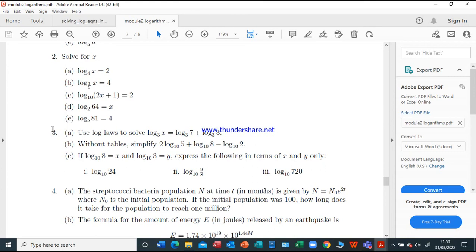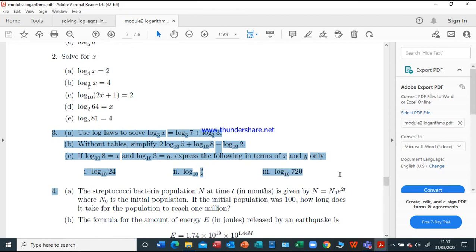I want you to use number 3. Write number 3. We shall see the answers tomorrow. The whole of number 3, A, B, C, write them down or take a screenshot. These 3 numbers, without using tables or calculators. So it's coursework. Do those ones. I want to see them tomorrow.